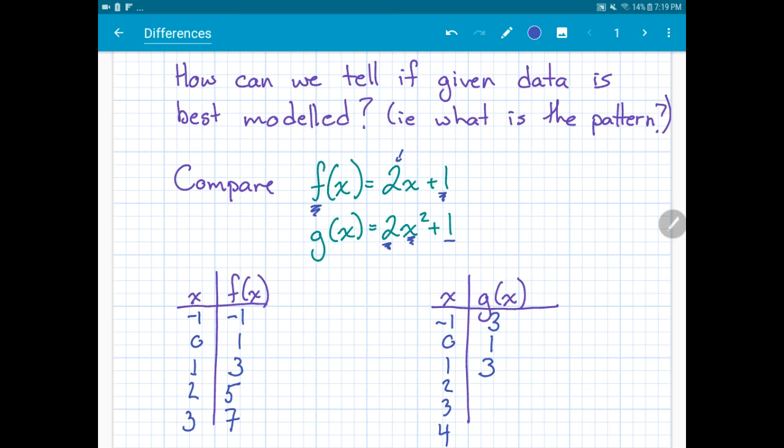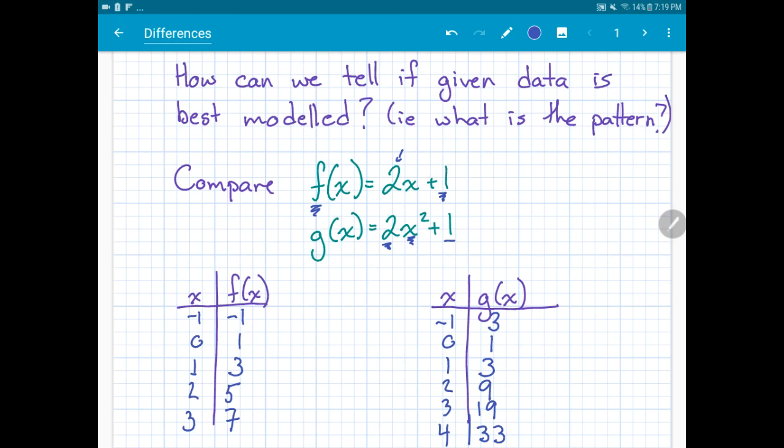We get this 2. 2 squared is 4. 4 times 2 is 8. And 8 plus 1 is 9. I'm going to get 3 squared is 9. 9 times 2 is 18. And 18 plus 1 is 19. 4 squared is 16. 16 times 2 is 32. And 32 plus 1 is 33.